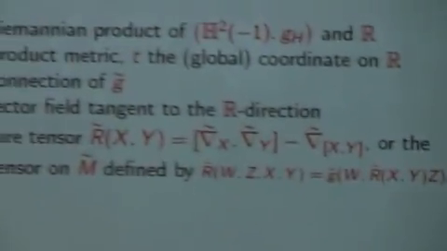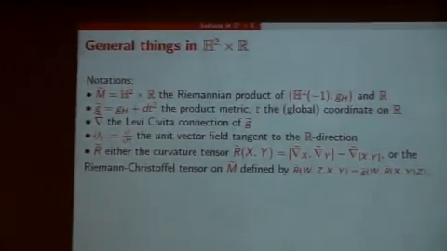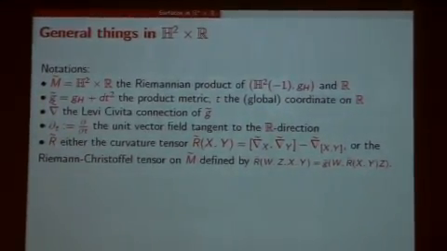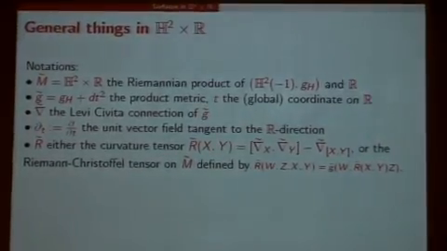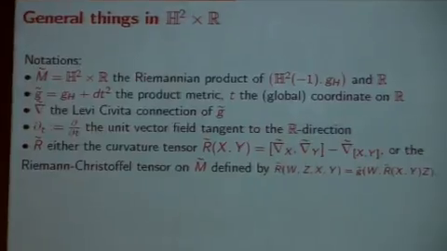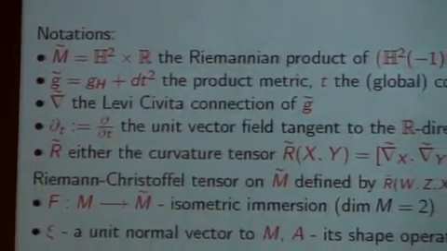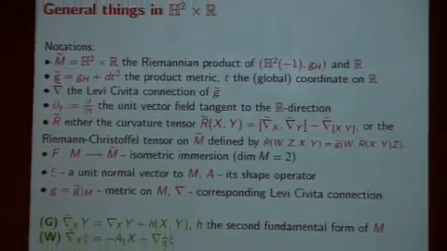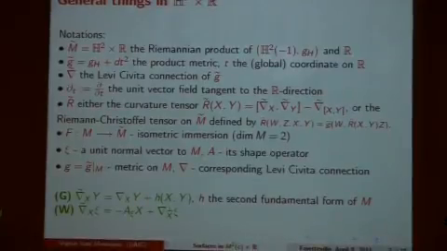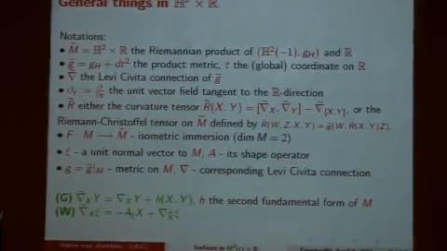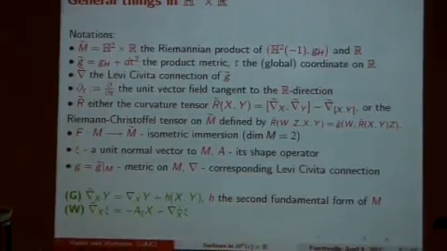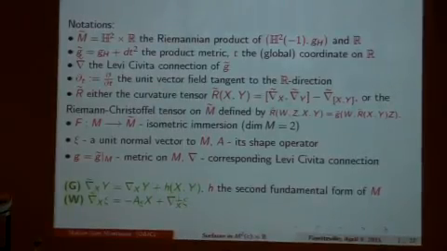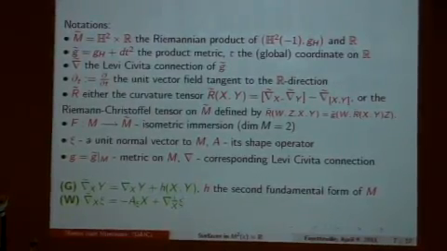So to fix some notation, M tilde is the ambient, the product metric, the Levi-Civita connection, this the tangent line to the second factor, the curvature tensor, and we denote by F the immersion. Xi is the unit normal with the shape operator A. G, the metric on M, the restriction of the ambient metric with corresponding Levi-Civita connection nabla. And recall the Gauss and Weingarten formulas. Here H is the second fundamental form, and here nabla perp is the normal connection.